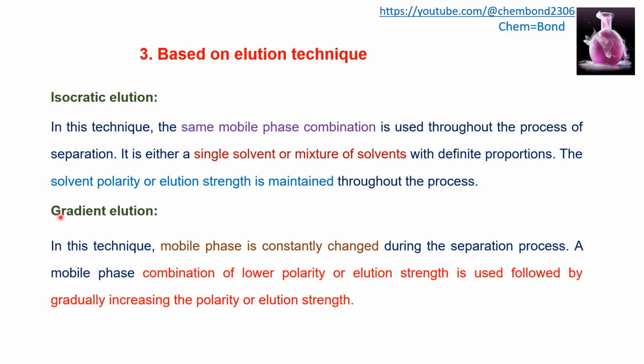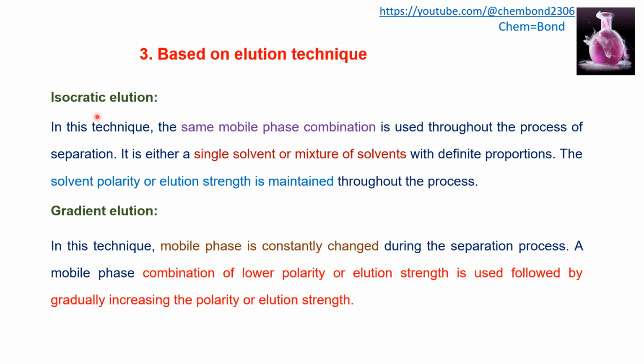Second is gradient elution. In this technique, the mobile phase is constantly changed during the separation process. A combination of lower polarity or elution strength is used first, followed by a gradual increase in polarity or elution strength. So we will use different combinations of solvents: at the start we use low polarity solvents or a mixture of solvents, then we gradually increase the polarity of the solvent. The mobile phase combination is changed from start to end, from lower polarity or elution strength to higher polarity or elution strength.